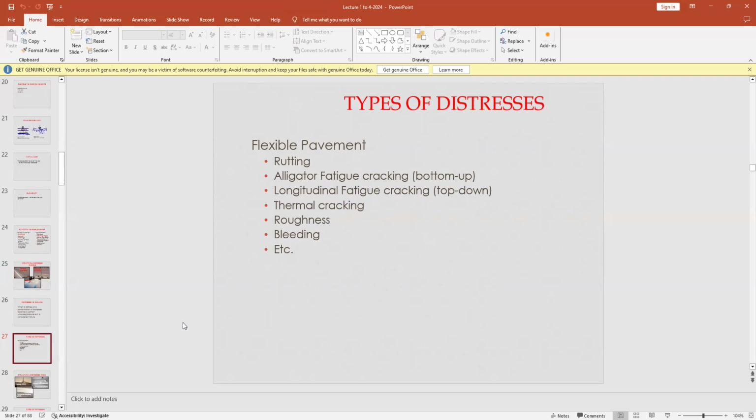Then there is bleeding. Bleeding is when the asphalt binder comes out on the surface. Again, it's not a structural crack. And then there are other cracks as well. We call this etc. But mind you, most of the time, rutting, fatigue, and thermal cracking are the major causes of the failure of the pavement.